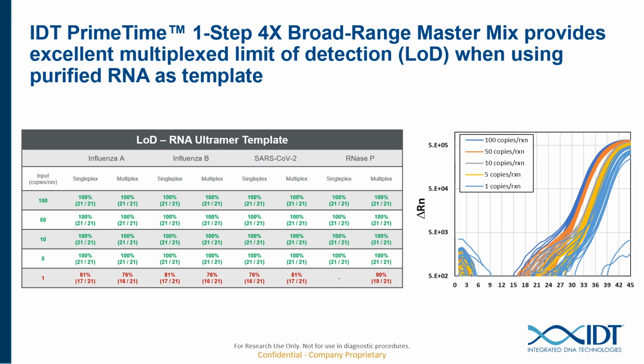purified RNA template. A full analysis of results is displayed on the left with a representative amplification plot for the multiplex SARS-CoV-2 displayed on the right. RT-qPCR reactions containing 5 copies of each RNA template with either singleplex or multiplexed primers and probes amplified 100% of the reactions, where 21 reactions were monitored.